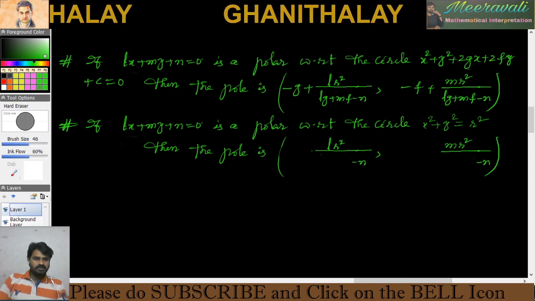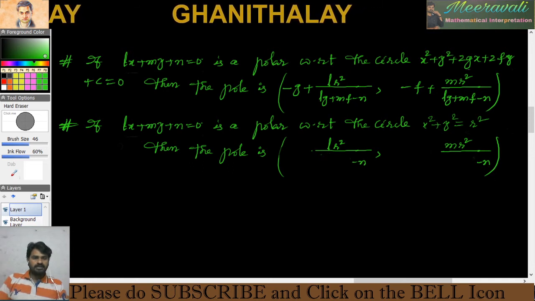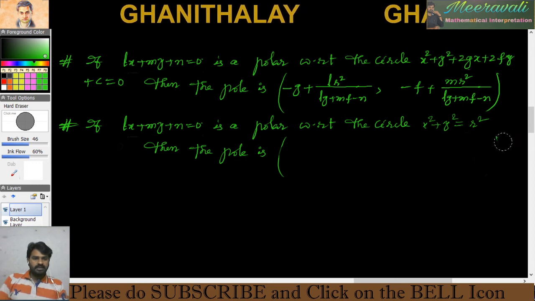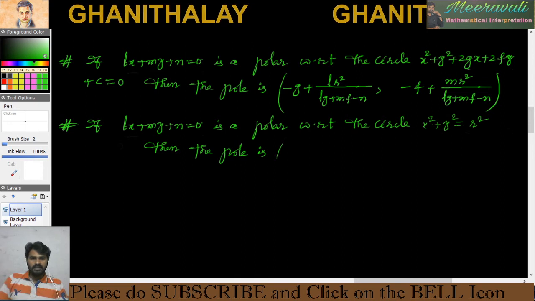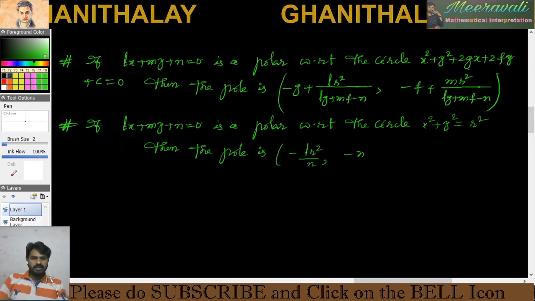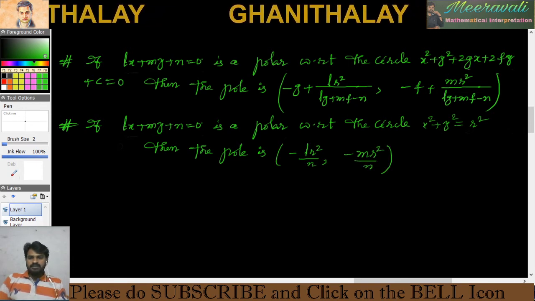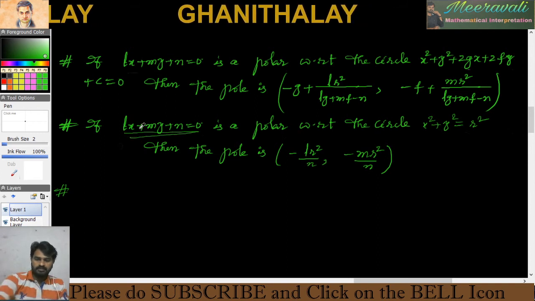What will be the answer you can get here? Lr square by minus n, mr square by minus n. So simply this can be written as minus Lr square by n comma minus mr square by n. So look at here, in this method the polar will be the general form here.